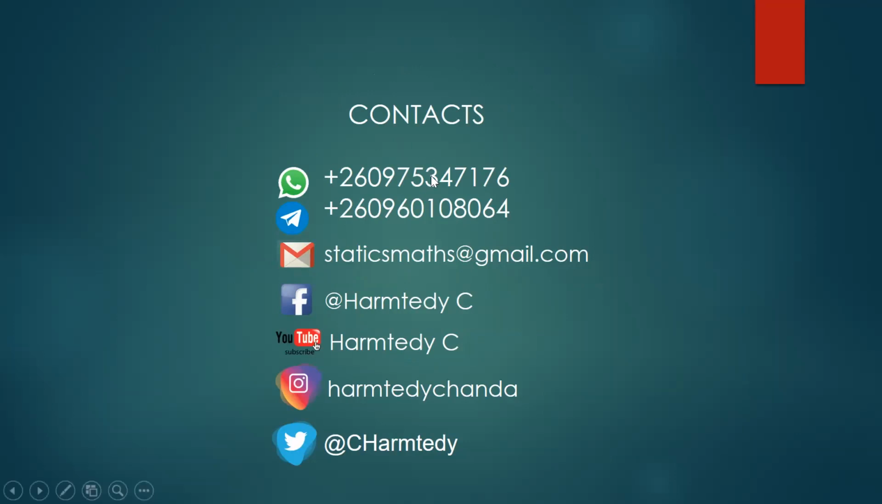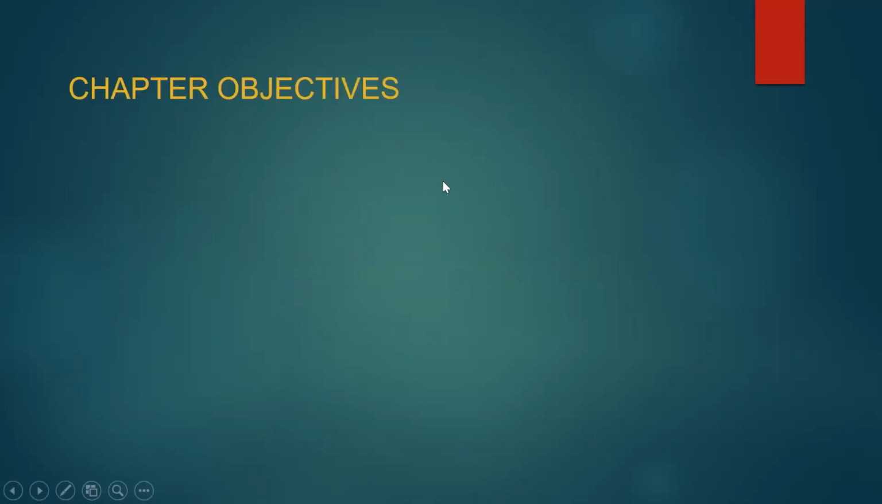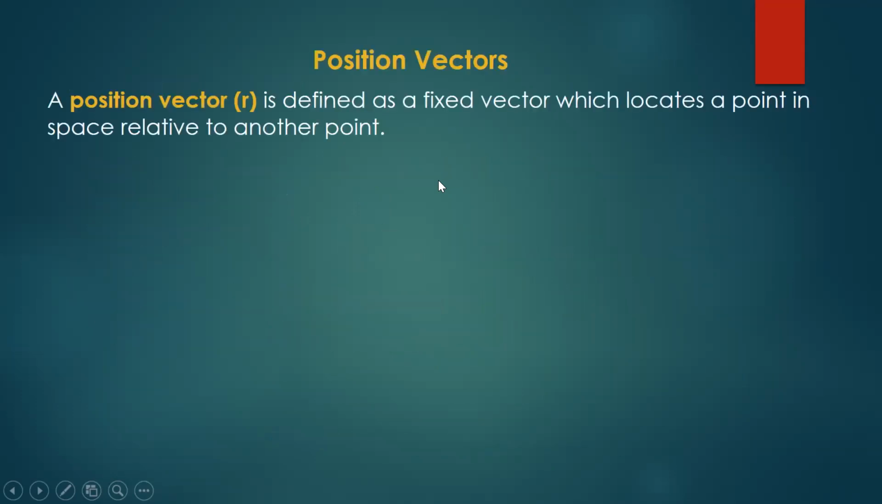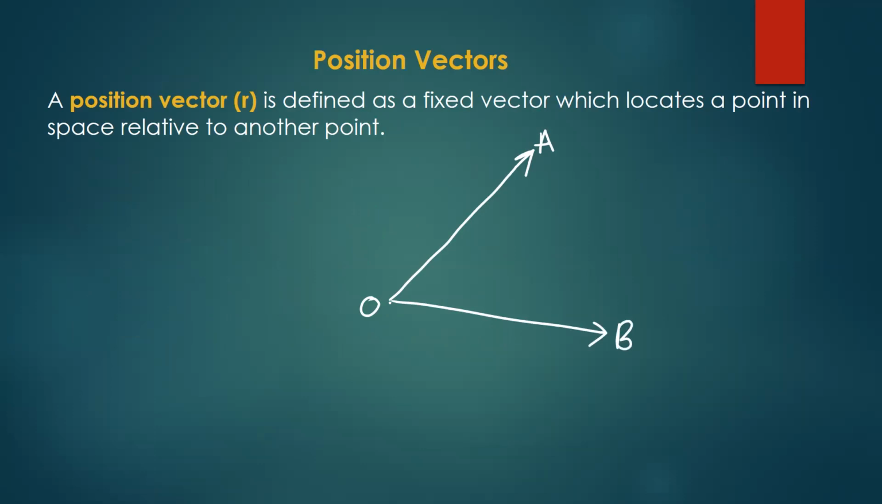So the first thing that we'll start with is to define what a position vector is. If we talk about position vectors, these are just vectors that are coming from the same origin. So if you have the origin, let's say O, then you have two vectors, vector A and vector B. As long as they are all coming from the same origin, you call them position vectors.